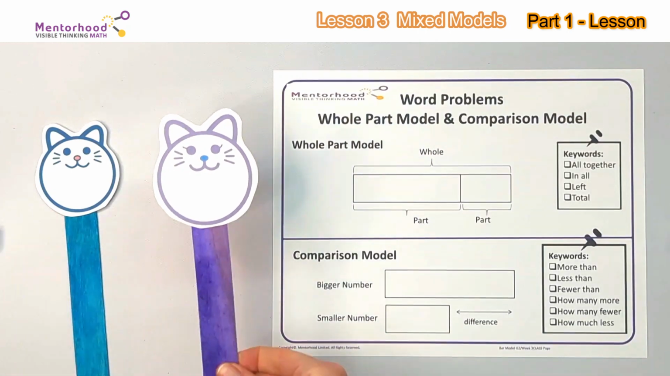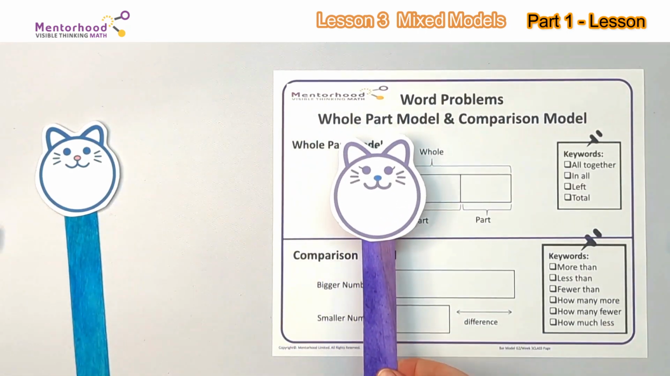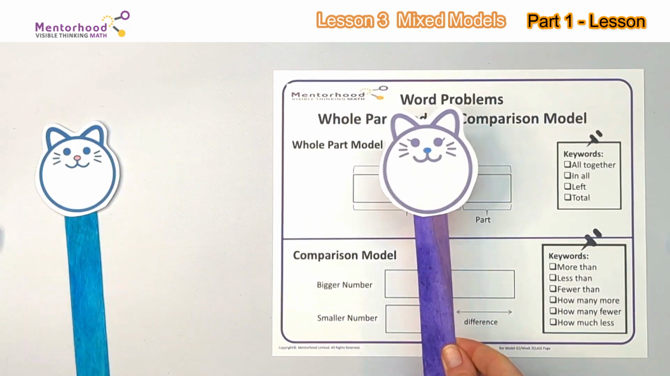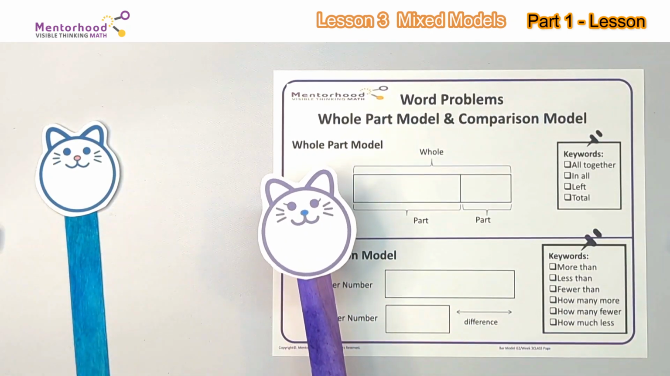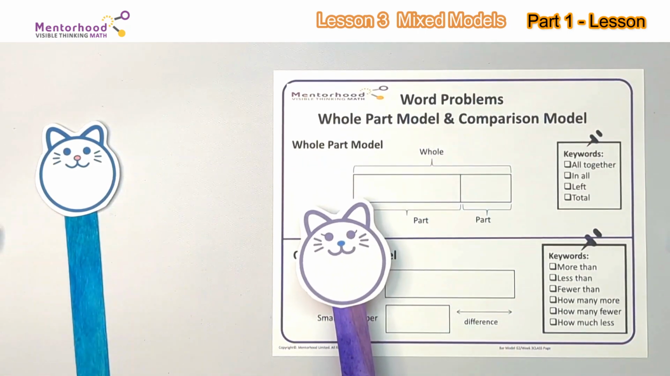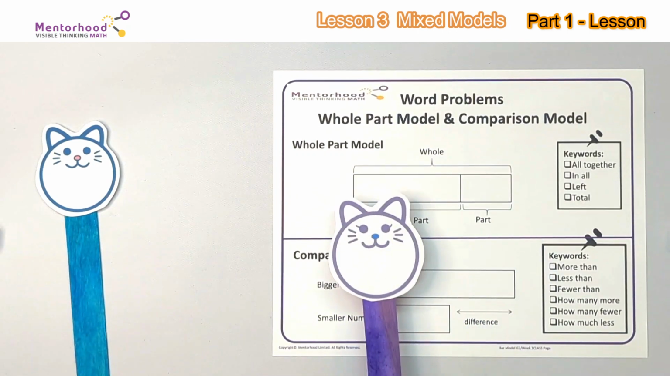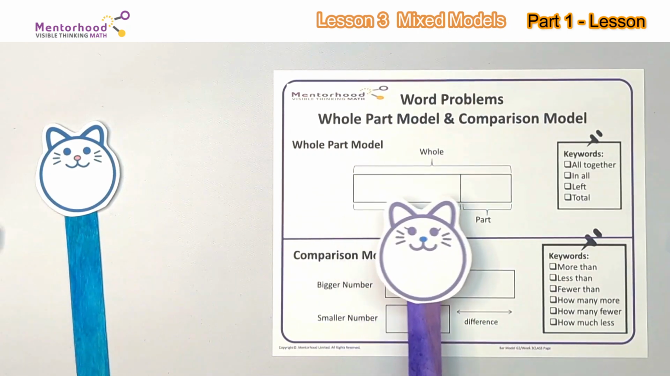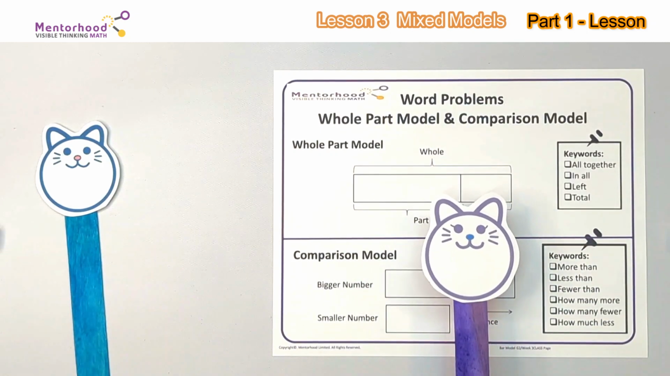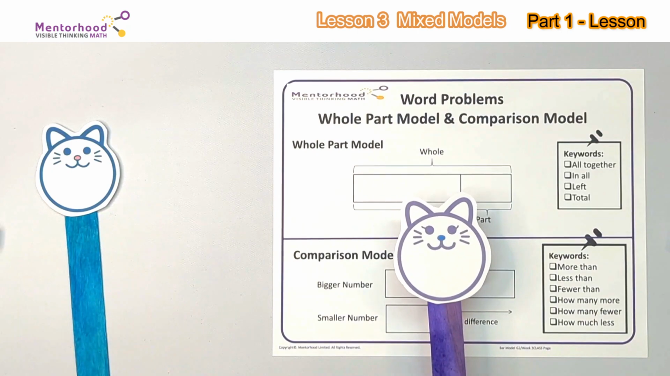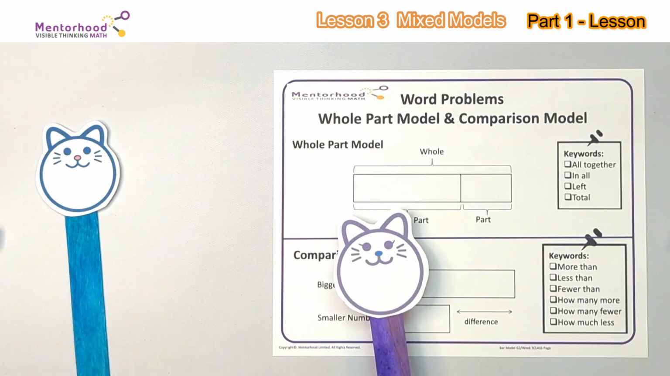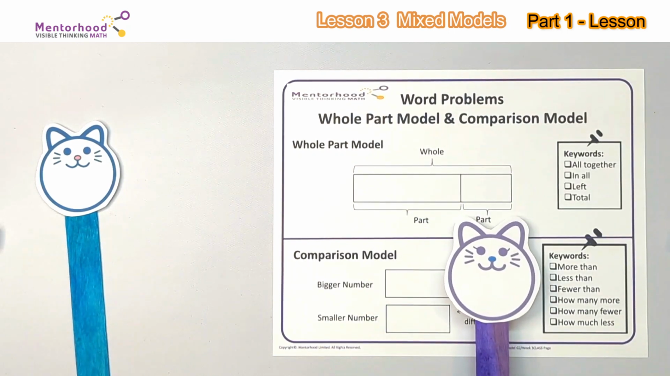We are going to practice what we've been learning about whole part models and comparison models in word problems. Okay, first, let's review what a whole part model looks like. With a whole part model, we've got one subject divided into parts. There might be two parts, there might even be three. You'll notice that a whole part model is a lot like a bar model version of a number bond. We've got a whole, which is a total, and we've got a part and another part.